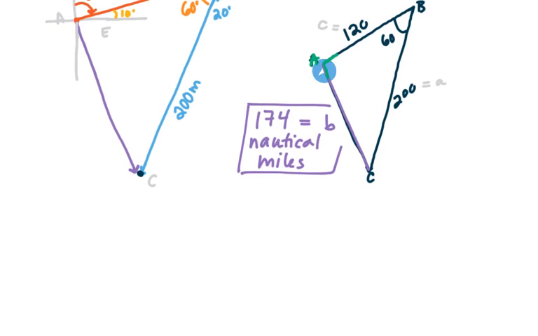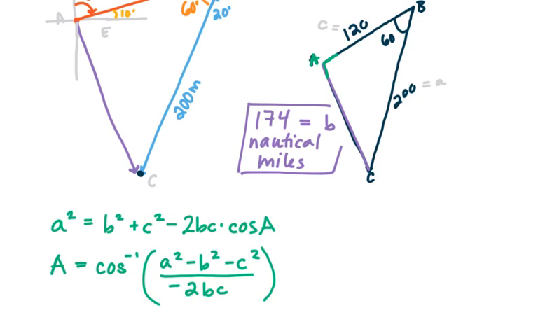So now let's focus on angle A. My setup for law of cosines, if I was interested in angle A, would be A squared equals B squared plus C squared minus 2BC times the cosine of A. And we've done this several times before, but I would subtract B squared and C squared, divide by the coefficient of cosine, and then take inverse cosine to find that A is the inverse cosine of the quantity A squared minus B squared minus C squared divided by negative 2BC.